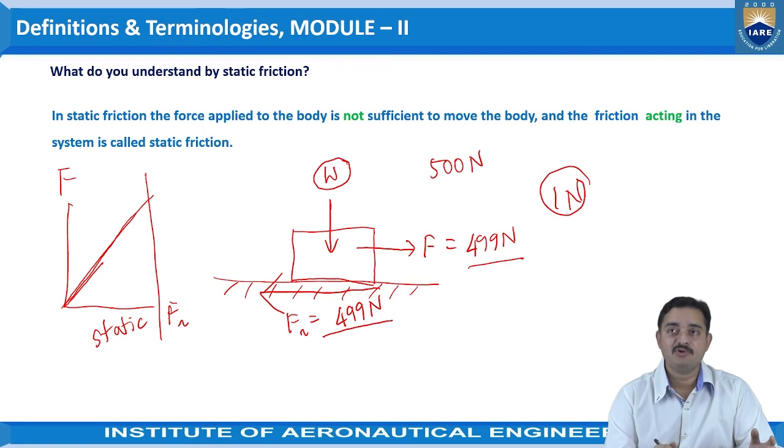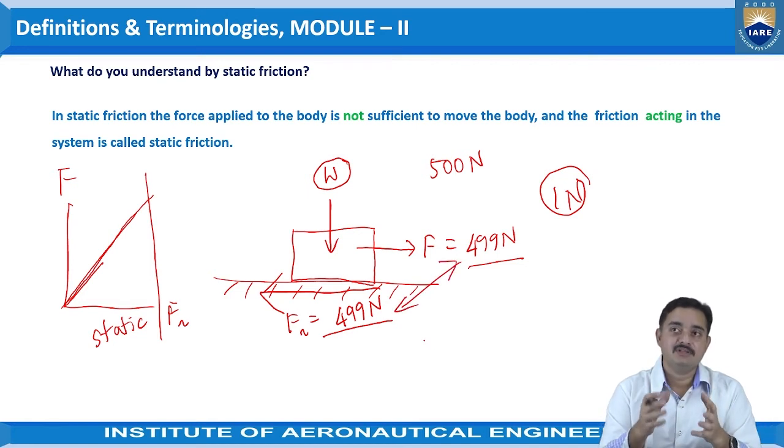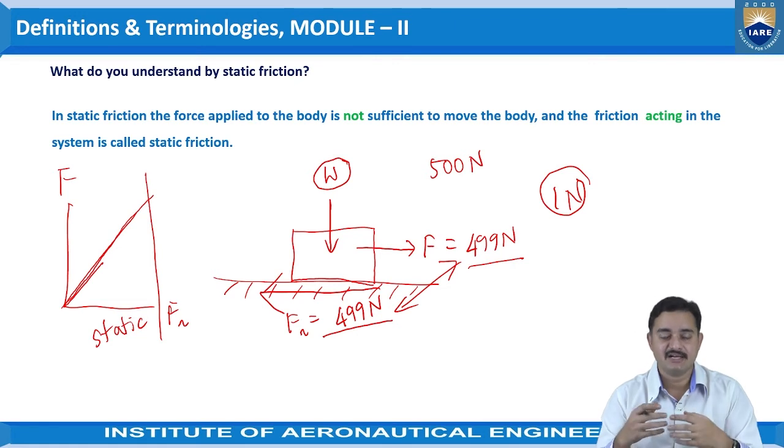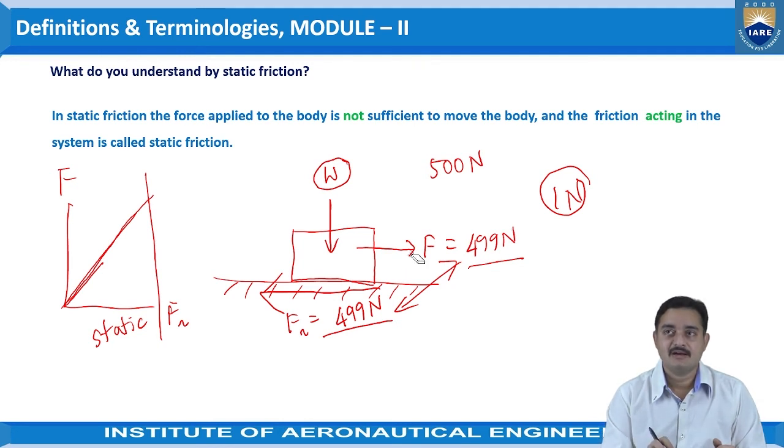So this 499 Newton is again directly proportional. We are applying a force of 499 newtons, and the frictional value would also be 499 newtons. But even though we are applying 499 newtons, it is not sufficient for the object to move. Maybe it is ready to move, but it is not sufficient to completely start motion. Now when you apply a force of 500 newtons, then the object will start to move.